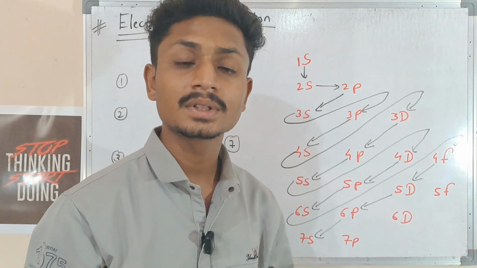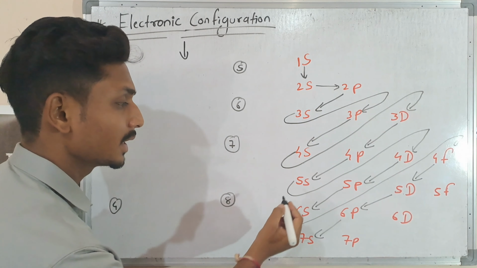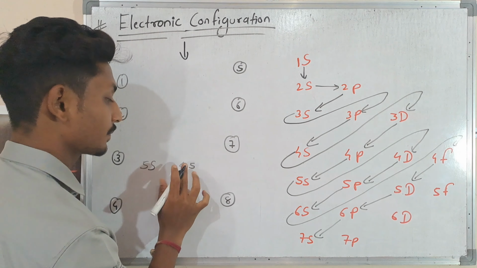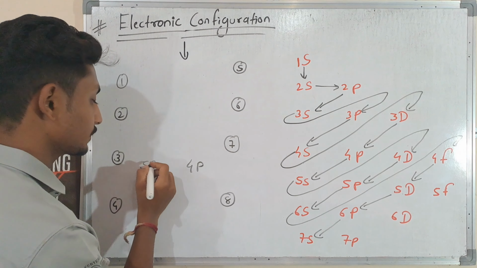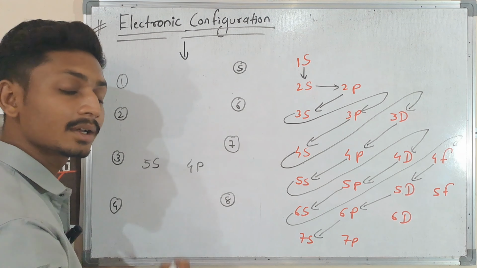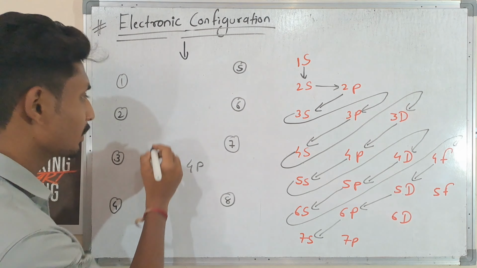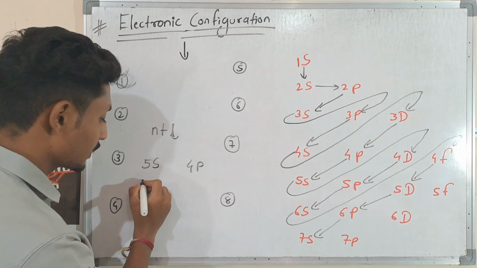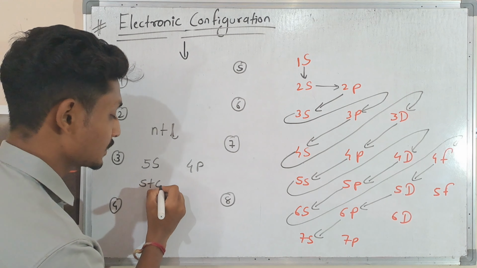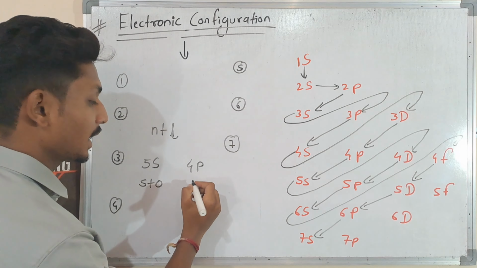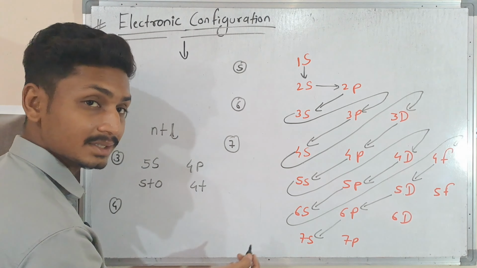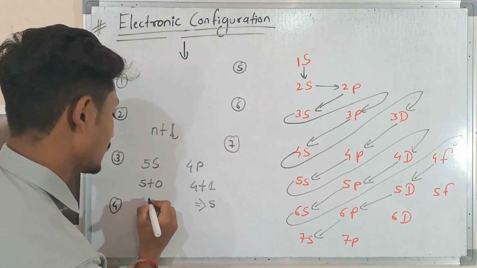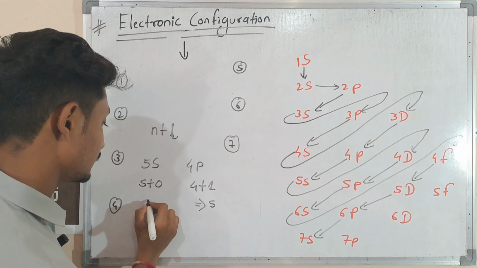You can also calculate with the n plus l rule. For example, take 5s and 4p. n is the principal quantum number. By the n plus l rule, for 5s it is 5 plus 0, since s has azimuthal quantum number 0, and for 4p it is 4 plus 1, since p has azimuthal quantum number 1. Your answer is 5 for both.